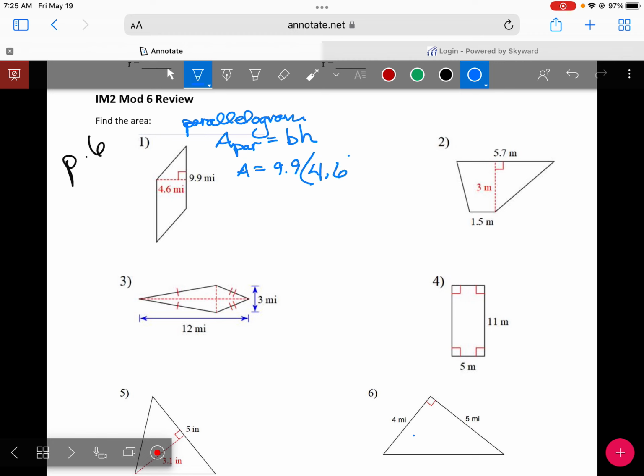I didn't bring my calculator. Page 6. 1, 2, 3, 4, 5, 6. Oh, I didn't multiply it there either. Huh. What is 9.9 times 4.6? Anybody got it? 654.